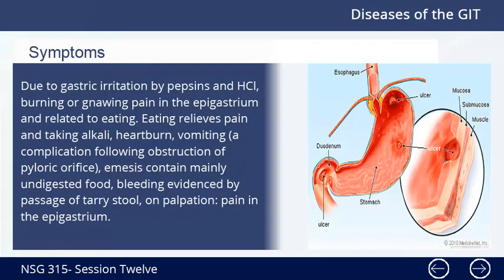Symptoms: due to gastric irritation by pepsin and HCl, burning or gnawing pain in the epigastrium and related to eating. Eating relieves pain, and taking alkali, heartburn. Vomiting, a complication following obstruction of the pyloric orifice. Emesis contain mainly undigested food. Bleeding evidenced by passage of tarry stool. On palpation, there is pain in the epigastrium.